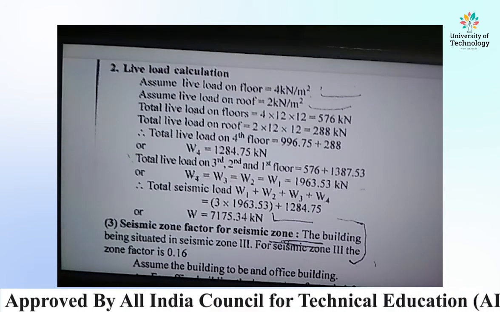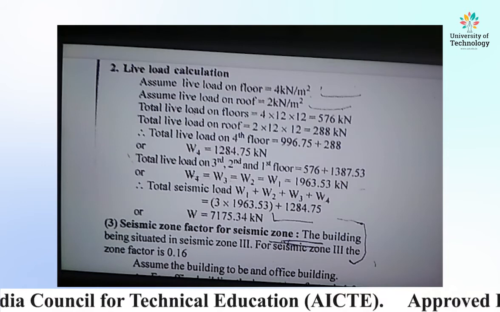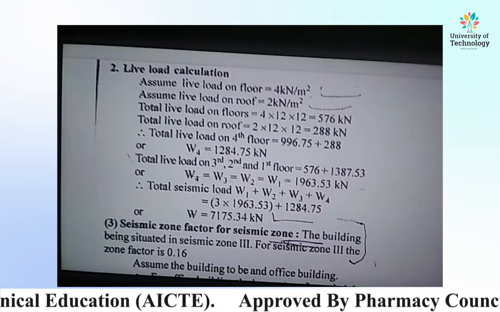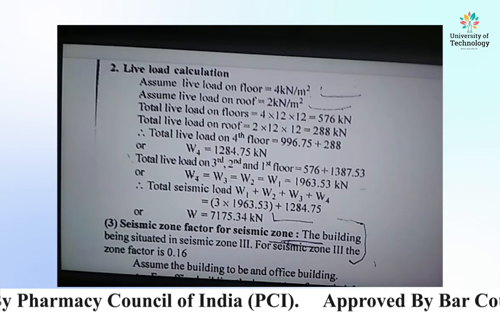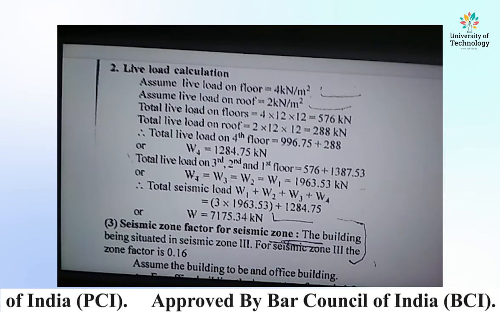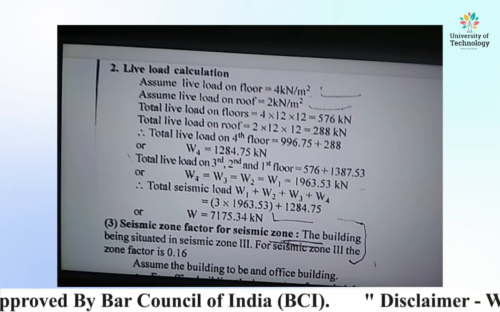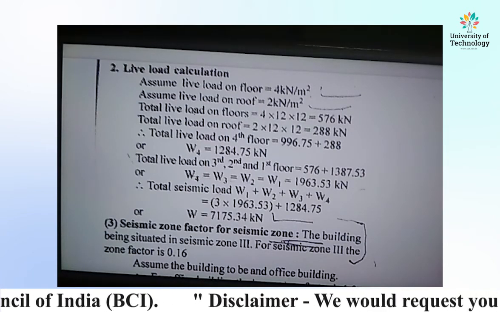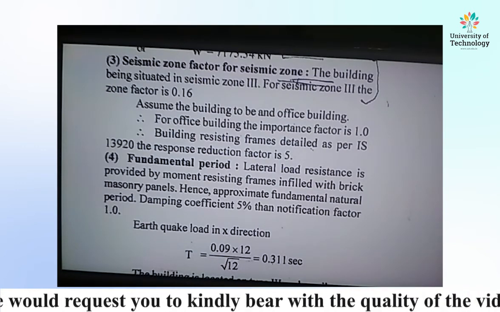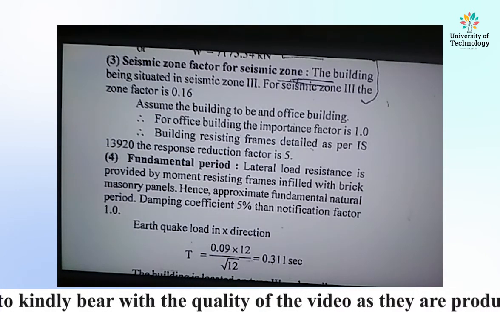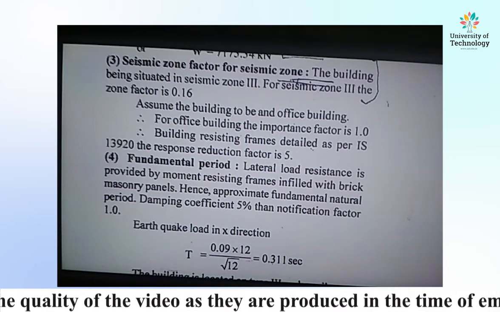Okay, so the seismic zone factor: the building is situated in seismic zone third. You can see in the code which area is situated in which zone. For seismic zone third, the zone factor is 0.16. Okay, so assume the building to be an office building. You can assume anything else.